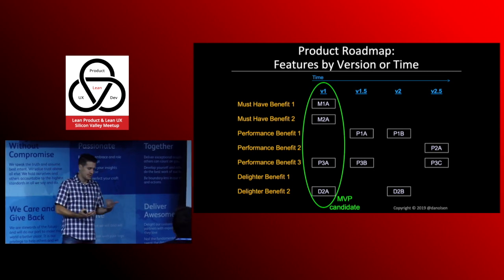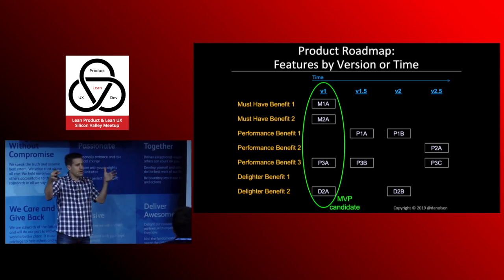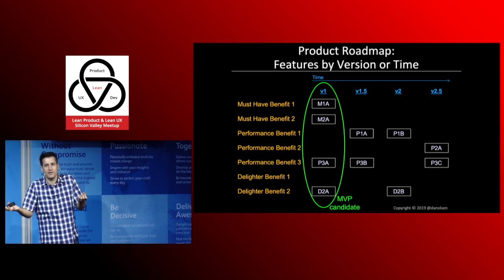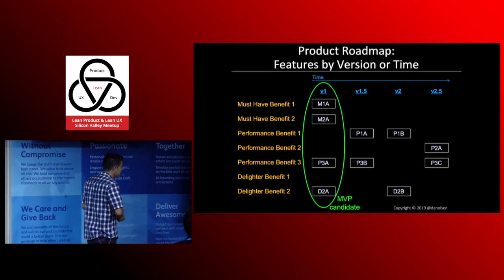You've got to get out of that trap, because otherwise your MVP is going to get bloated and your time to market is going to suffer. It's not going to be an MVP anymore. It's just going to be a P. It's going to be a product, right? So that's the toughest thing.